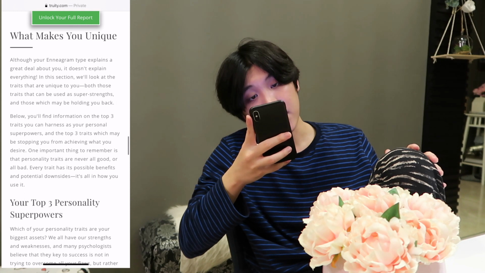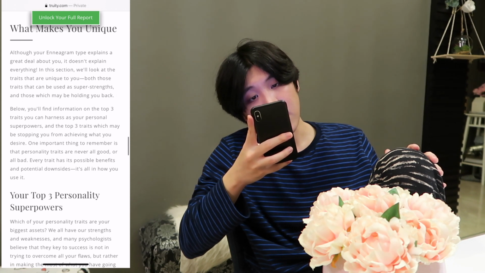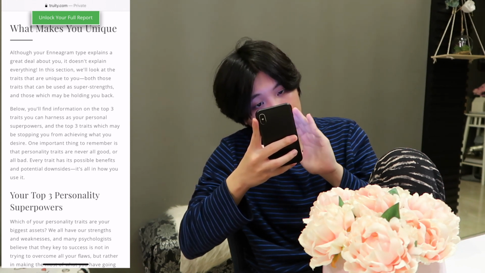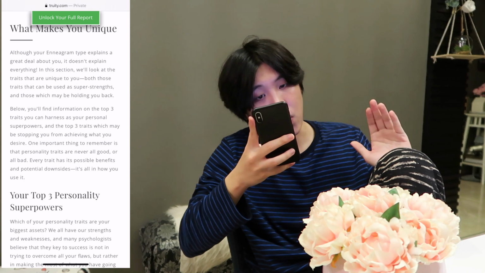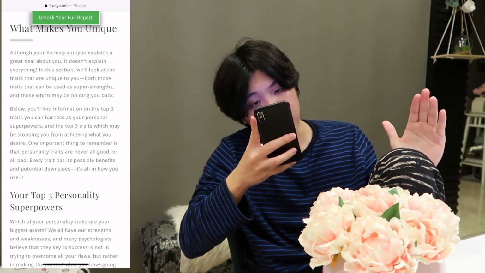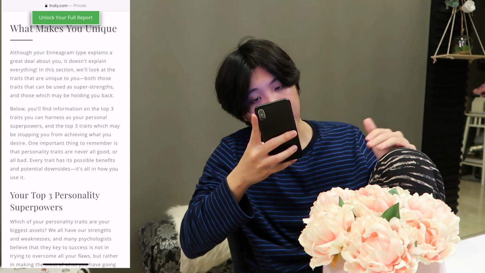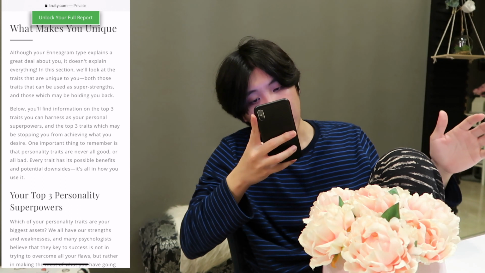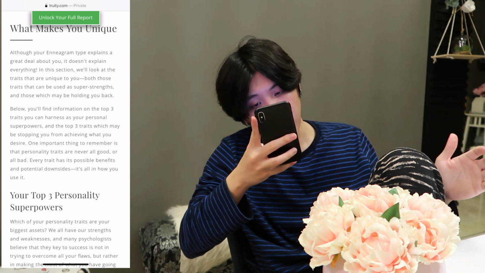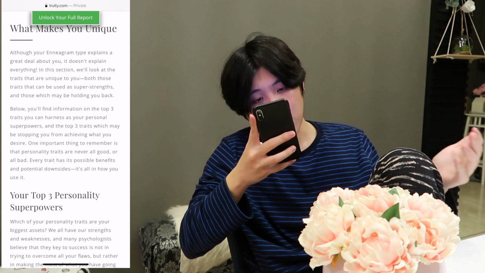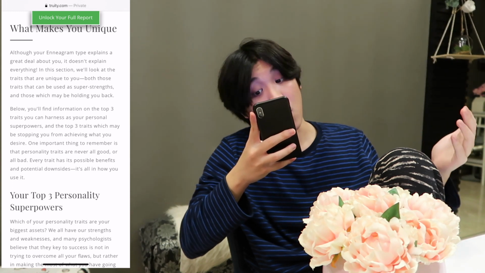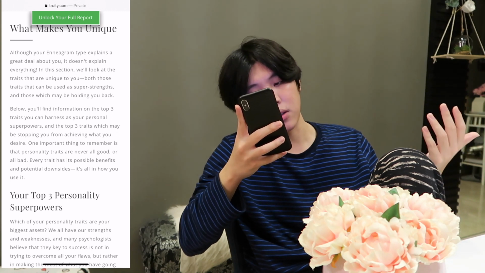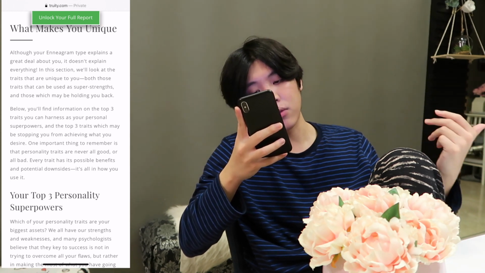What makes you unique? Although your enneagram type explains a great deal about you, it doesn't explain everything. In this section, we'll look at the traits that are unique to you, both those traits that can be used as super strengths and those which may be holding you back. Below, you'll find information on your top 3 traits you can harness as your personal superpowers, and the top 3 traits which may be stopping you from achieving what you desire. One important thing to remember is that personality traits are never all good or all bad. Every trait has its possible benefits and potential downsides. It's all in how you use it.